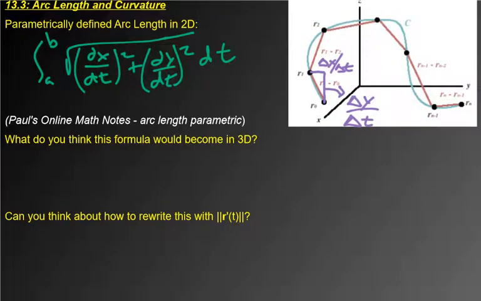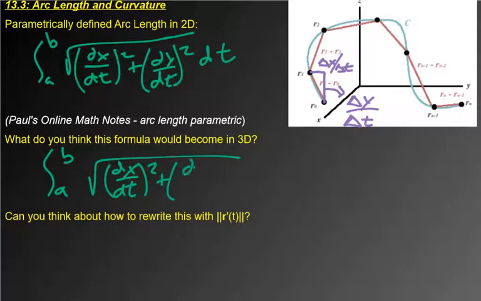If you do super small little chunks like that, then you would truly approximate the length of this curve. And the one for 3D is pretty analogous, probably what you would think. You still have a dx dt squared.